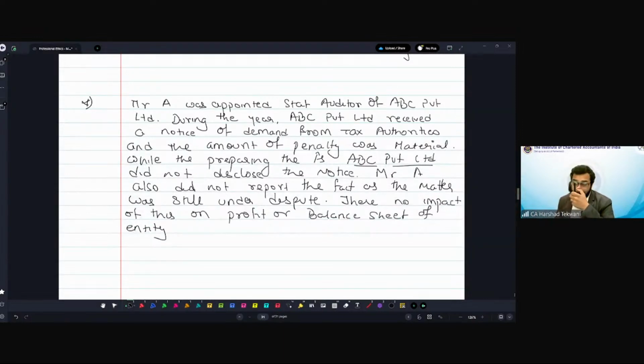He doesn't know at the time. Mr. A didn't know it. So if he doesn't know the material misstatement, how would he report? So I think clause 5 will not apply because he doesn't know that. No, here I have said Mr. A also did not report the fact. He was aware. Let's assume he was aware.